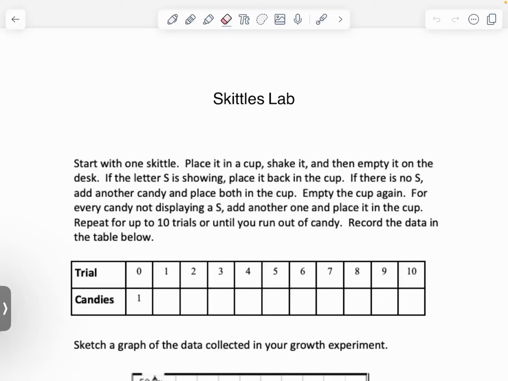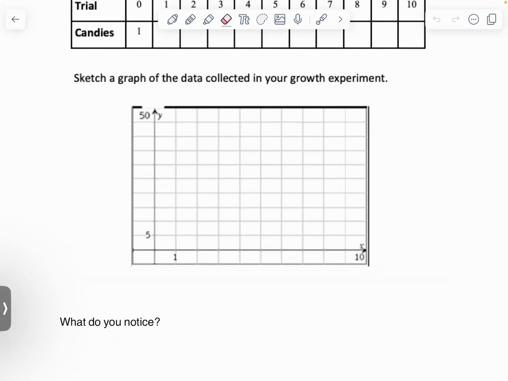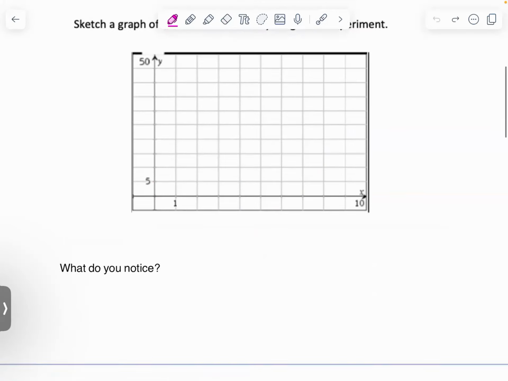So go ahead, that'll be your last trial. All right, so what are you noticing about your data from your Skittles lab? It goes up fast. So when you have your dots, does it kind of look like this? Yeah, it's way steeper. Why do you think that is?